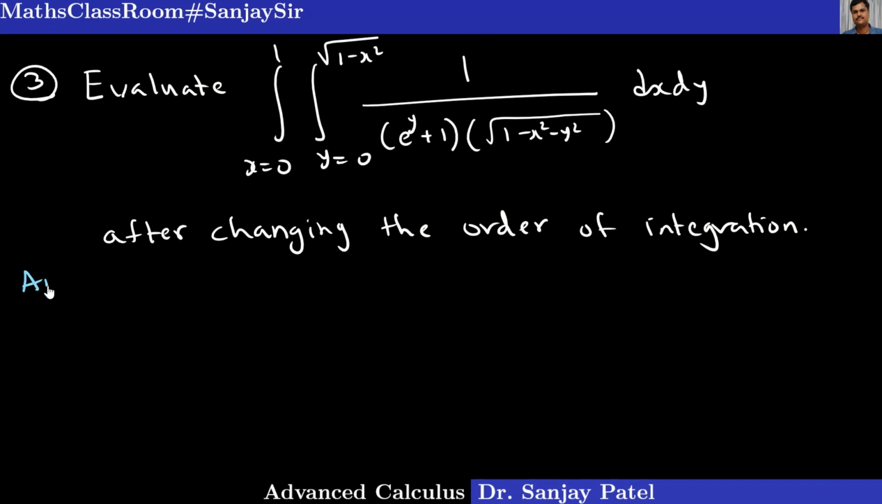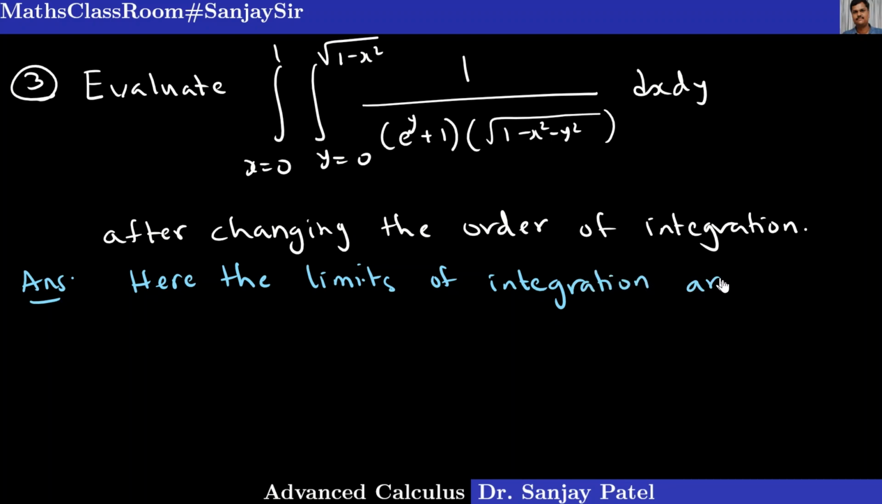So let us write the solution. Here, the limits of integration are x equal to 0, then x equal to 1. So they are the two lines. This is the y-axis. Then y equal to 0, that is the x-axis. And y is equal to square root of 1 minus x square.